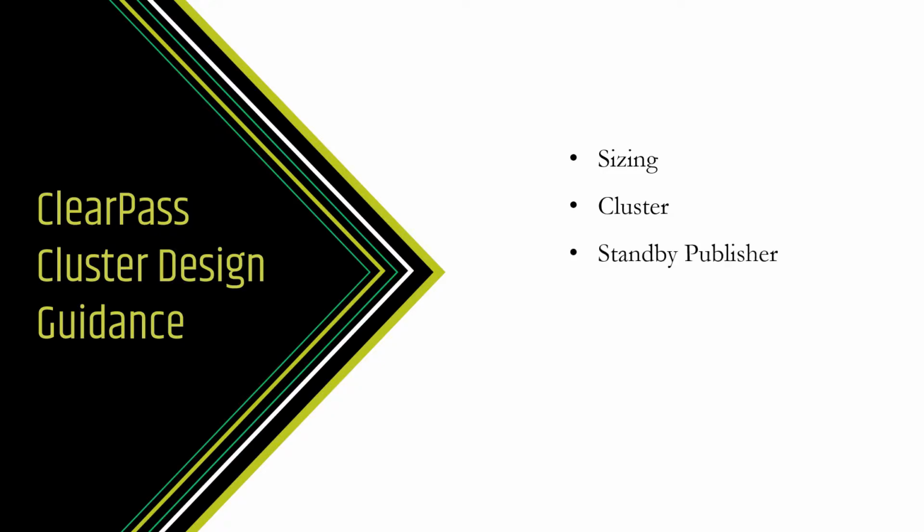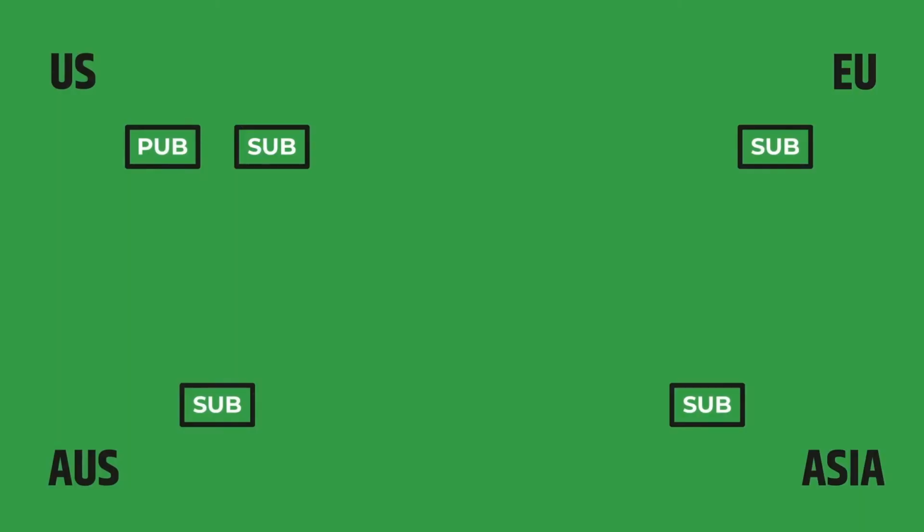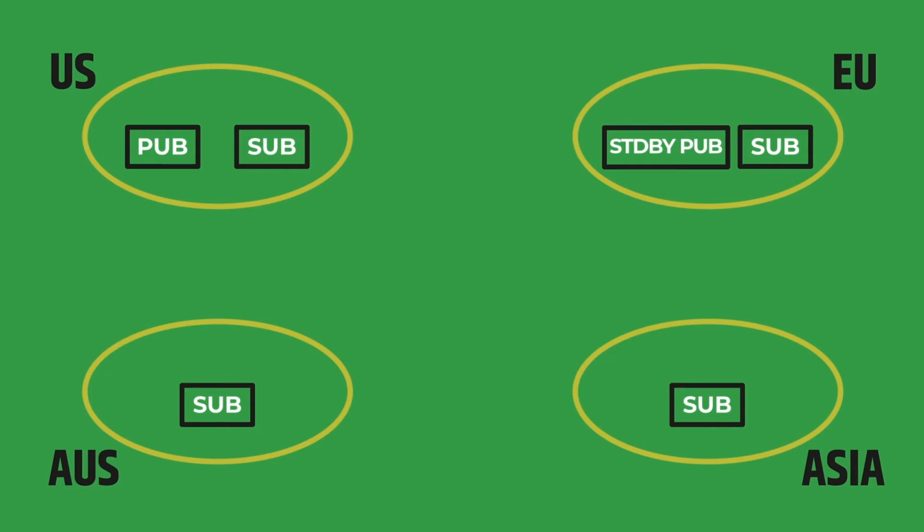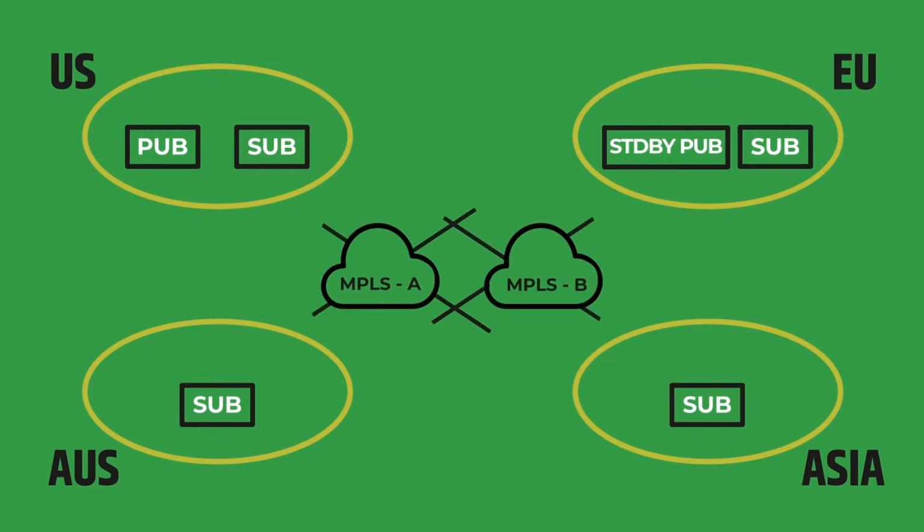ClearPass allows you to designate one of the subscriber nodes in a cluster to be a standby publisher. Now let's say it is being deployed in Europe region. So when the publisher node goes down, standby publisher can promote itself to be an active publisher. This is achieved by SQL health check calls from the standby publisher to the active publisher.